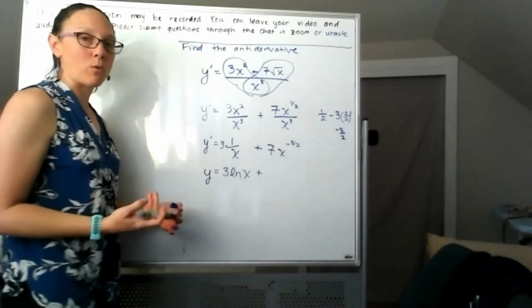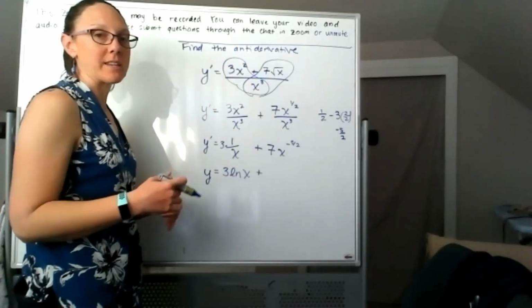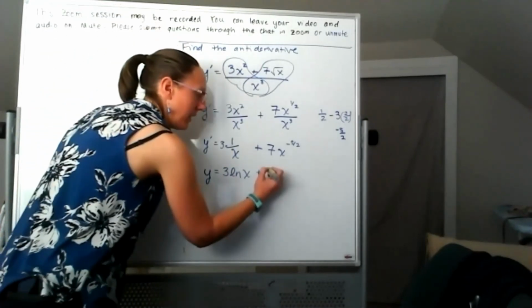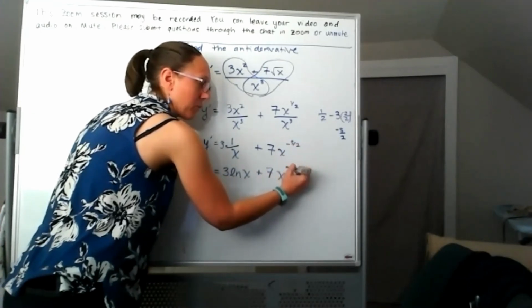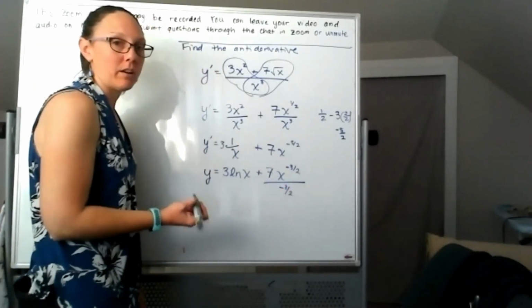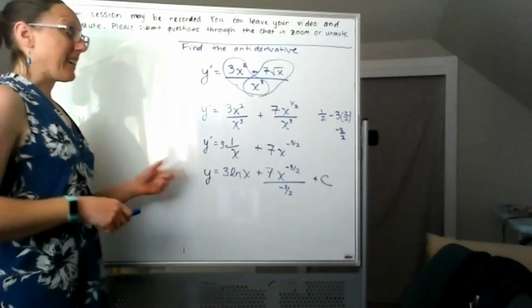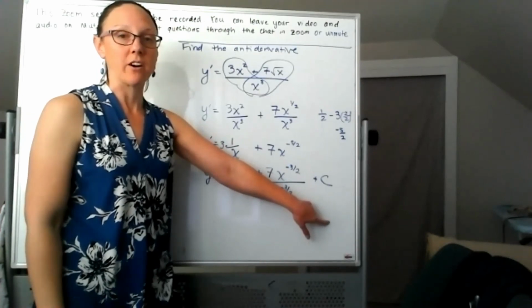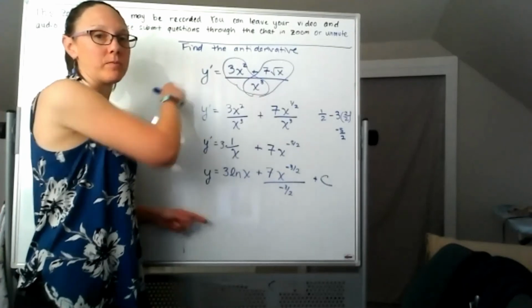now this one is already in our form where we have a number times x raised to a power. So finding the antiderivative means I'm adding 1 to the exponent and dividing by the new exponent. So I've got x. If I add 1 to the exponent, I'll be at -3/2. Then I'm going to divide by the new exponent. And finally, add in a plus c. Because regardless of what that constant is, when I take the derivative of it, it was going to go to 0. So no matter what that constant is, it would still match the original derivative.